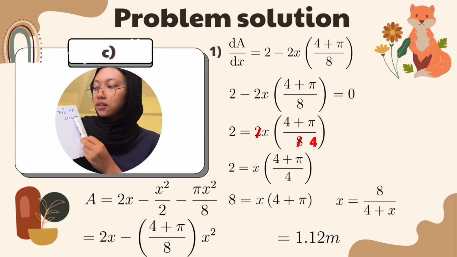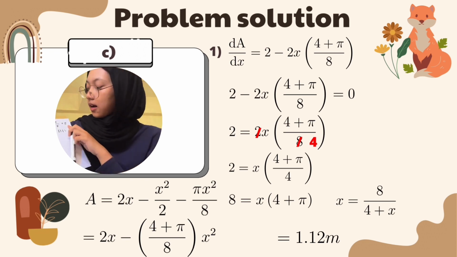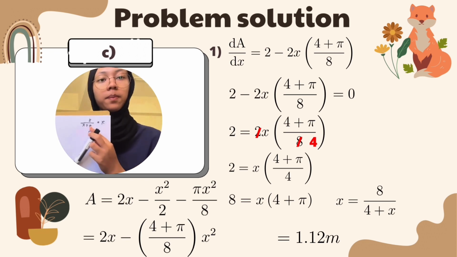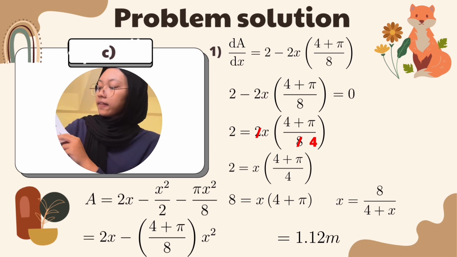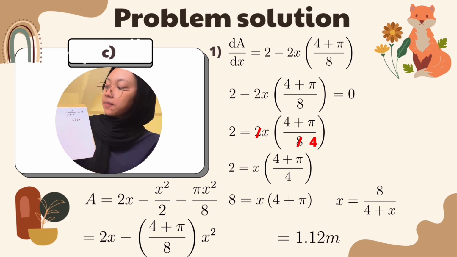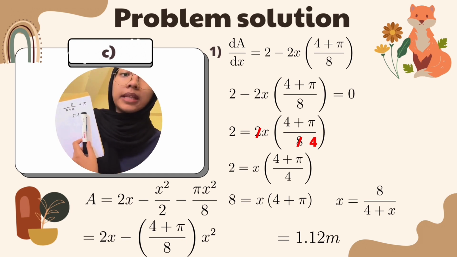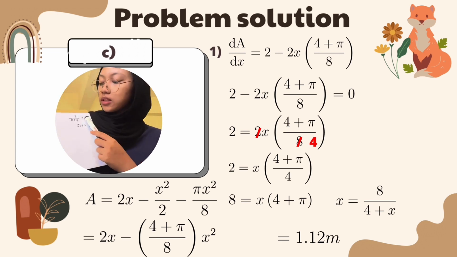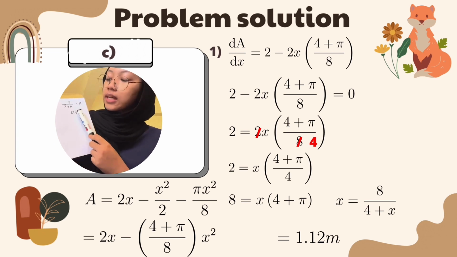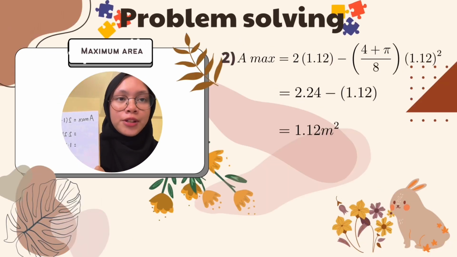And after all that solving equation, we get x equals 8 over 4 plus pi, which from the first equation, the x is at the right hand side. So at the back, we're gonna move the x into the left hand side. So it will be like this, and we can directly put the equation into the calculator. So we will get 1.12. So this is the last step for question C, where we need to determine the maximum area of the window.